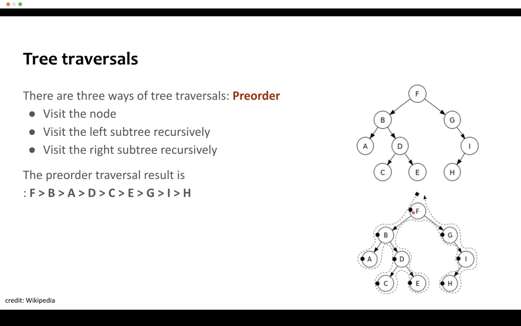And when we pass the left side of a node, then we write down the node's value. So we start from here. When we pass the left side, we write down F. We come over here. When we are on the left side of this node, we write down B and go on and on. And F, B, A, D, C, E, G, I, H. So that is how we find out the pre-order traversal result.